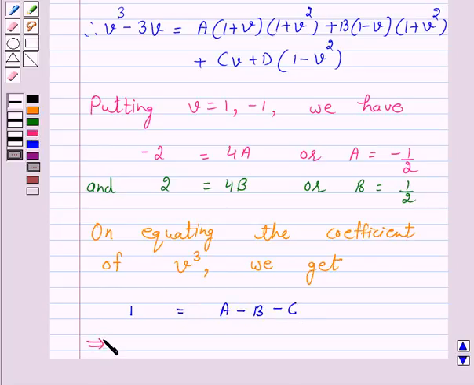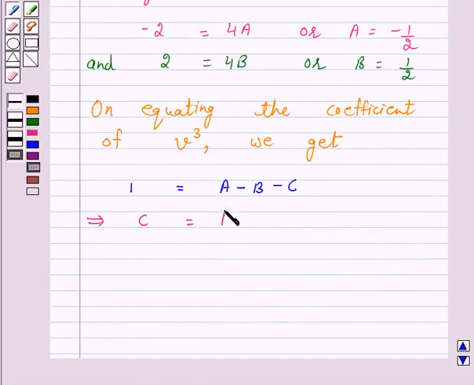This implies c is equal to a minus b minus 1. On substituting the value of a and b, we have c is equal to minus 1 over 2 minus 1 over 2 minus 1, and this is equal to (minus 1 minus 1 minus 2) over 2, and this is equal to minus 4 over 2, which is minus 2. So we have c is equal to minus 2.